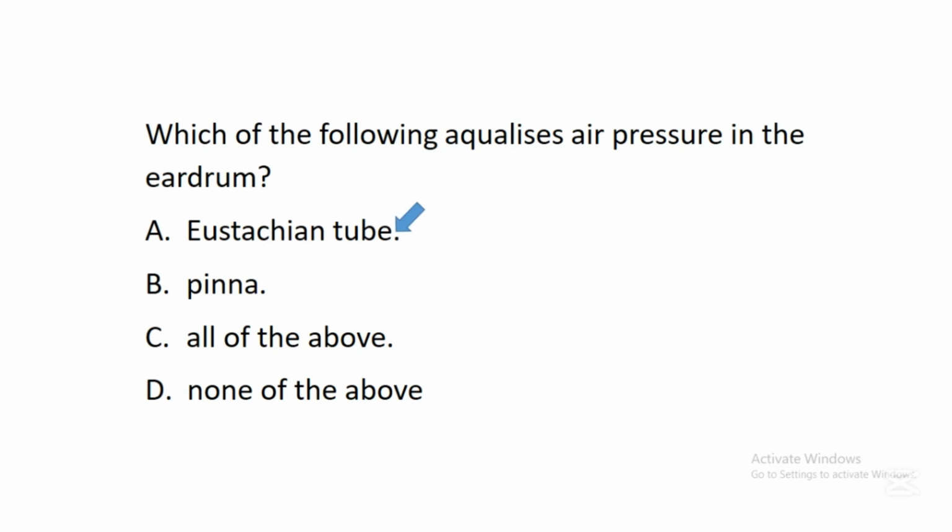Eustachian tube. So scientists discovered that there is a part of the ear known as Eustachian tube. What this Eustachian tube does is that it equalizes air pressure between the two sides of the eardrum.